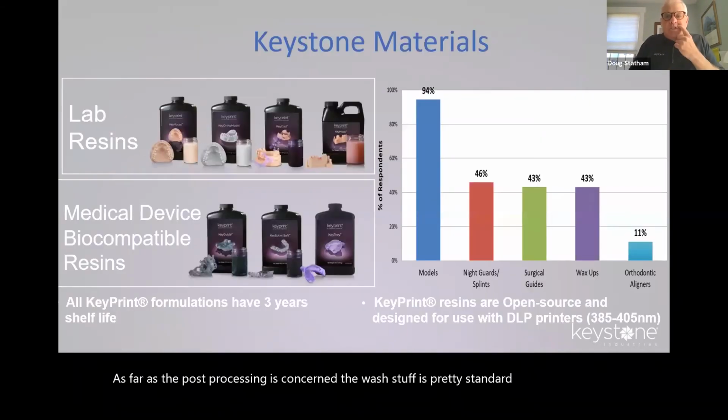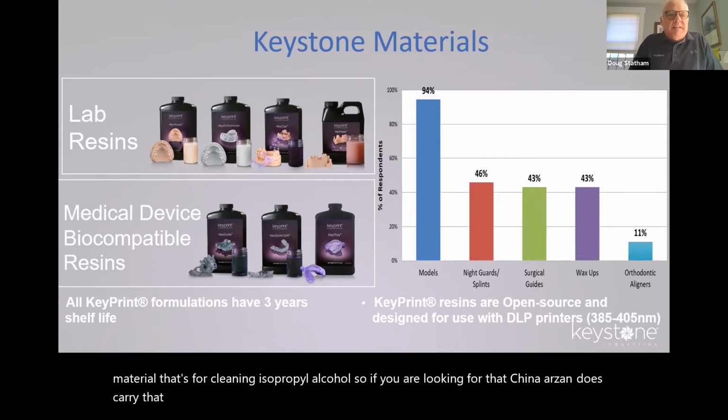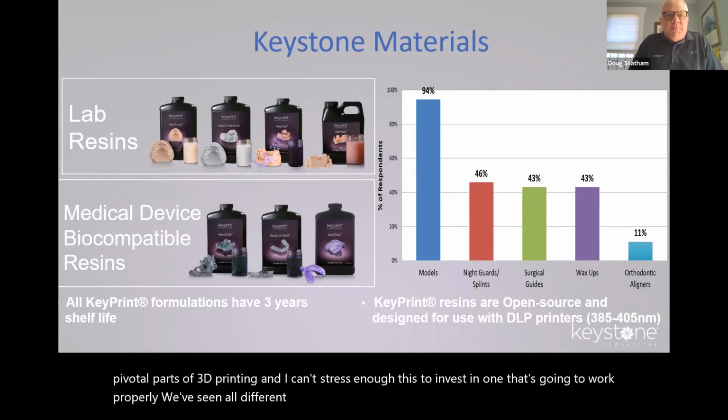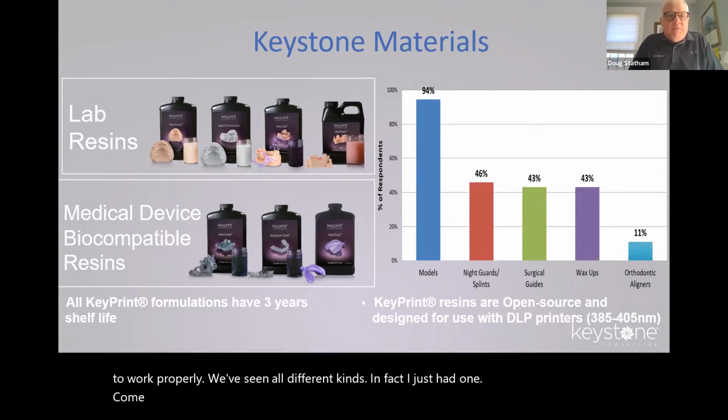So now I'm going to transition a little bit into the actual materials that we provide. We have 2 different segments of materials. We have the lab resins, and also the medical device biocompatible resins, which are also used in the lab too, but these are the materials that are going to be going into patients' mouths. Just to give you an idea of what the market looks like and what's being printed, 94% of the prints that are being done right now are dental models, and that's largely skewed because of the orthodontic space and the number of models that are being printed for vacuum forms.